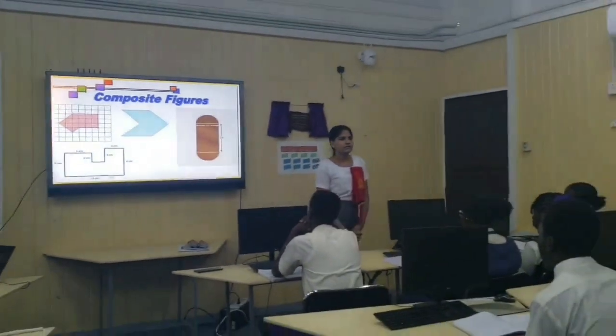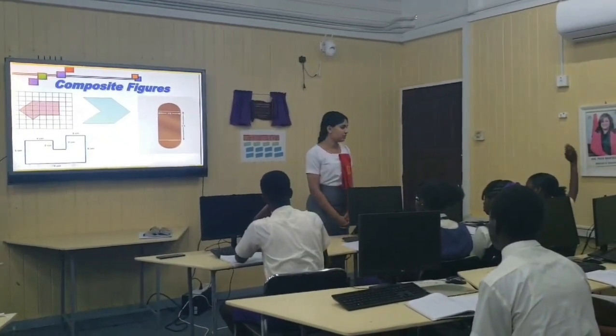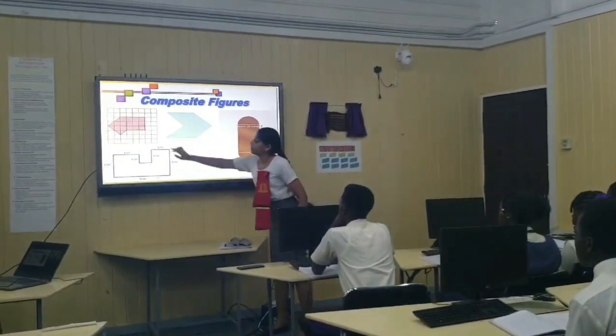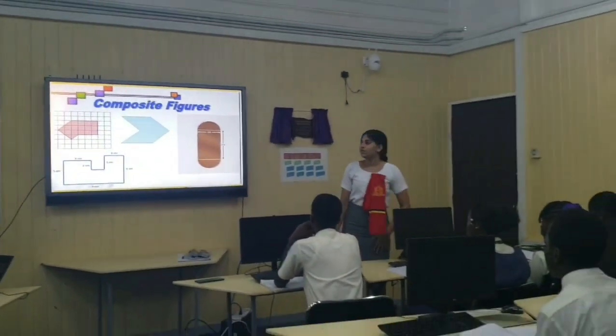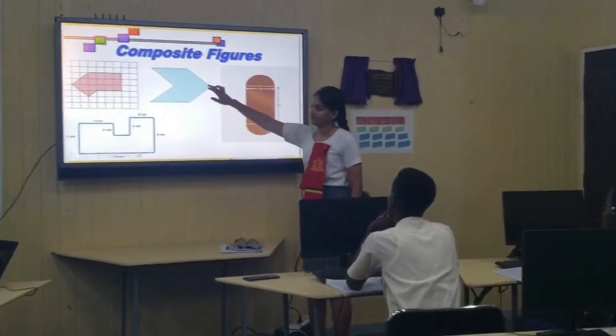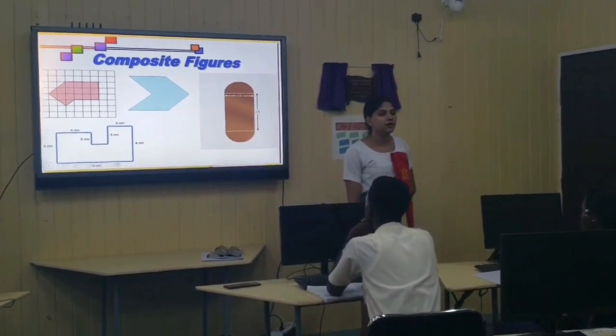Now, can I have volunteers to list the rest shapes? Jamacy? Very good. The first shape is made up of 2 triangles and a rectangle. Can I have another volunteer for the second shape? Tahir? The second shape is made up of 2 parallelograms. Very good.